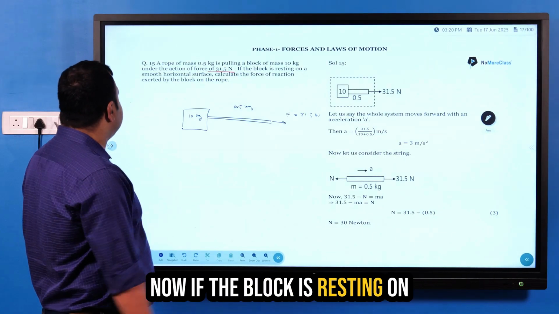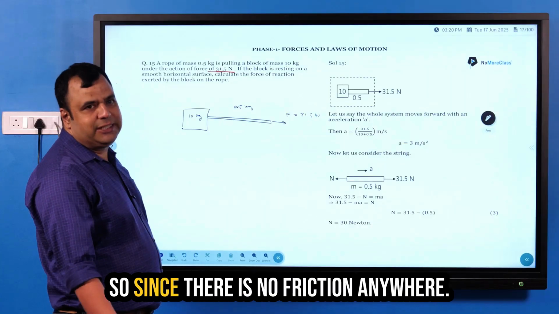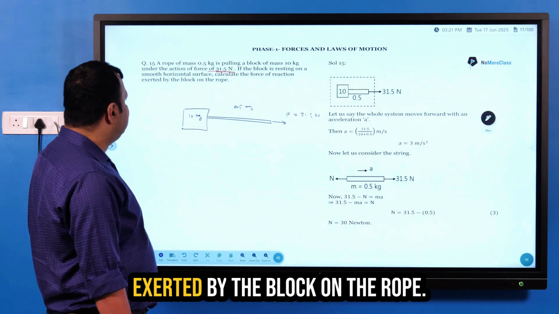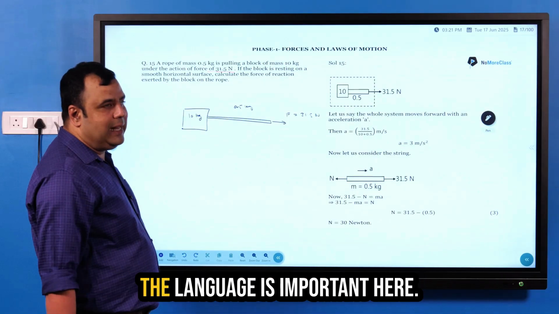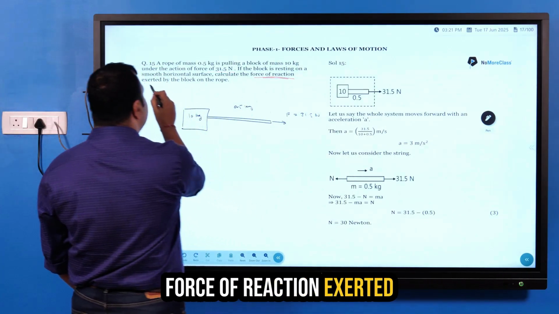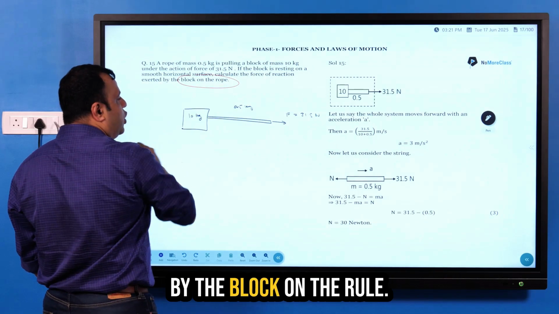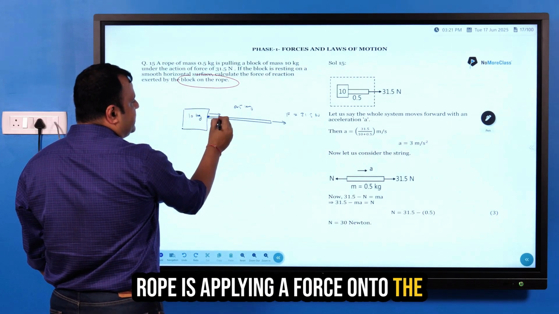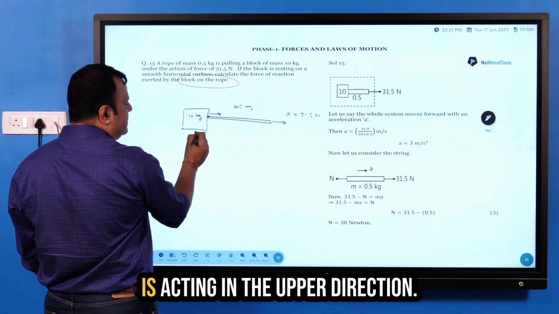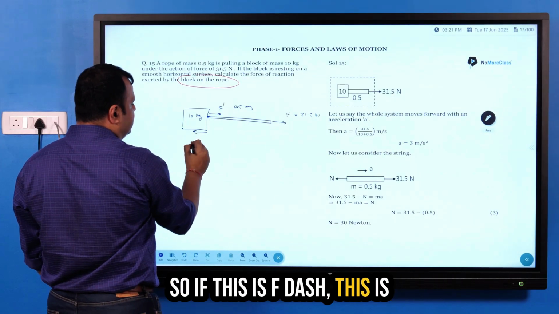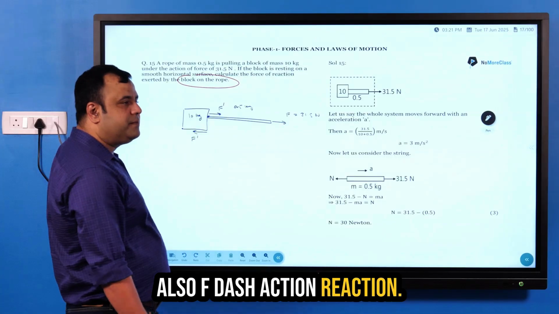Now, the block is resting on a smooth horizontal surface, so since there is no friction anywhere, calculate the force of reaction exerted by the block on the rope. The language is important here. We have to calculate the force of reaction exerted by the block on the rope. So what is happening here? The rope is applying a force onto the system, and the reaction force acts in the opposite direction. If this is F dash, this is also F dash, action-reaction.